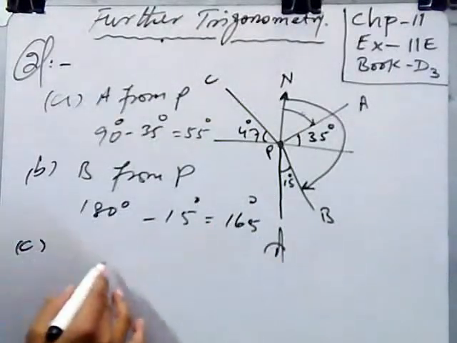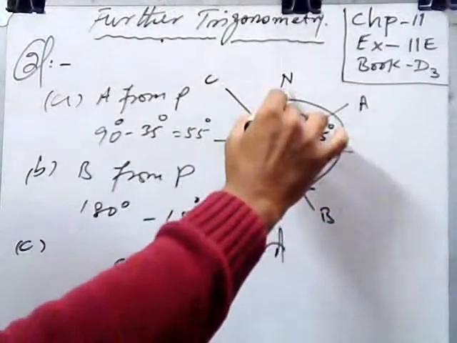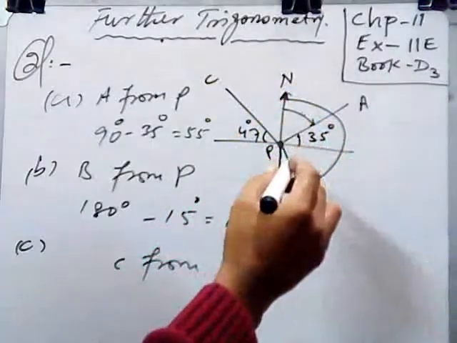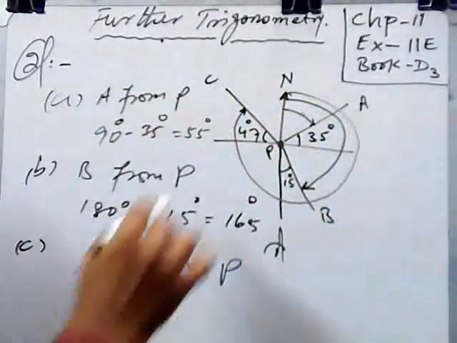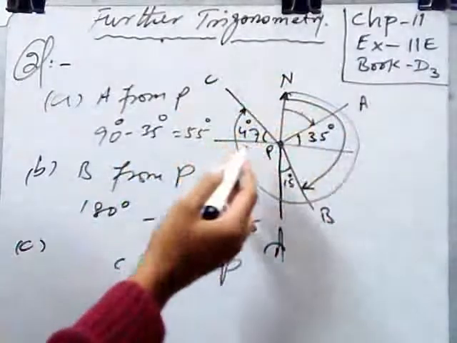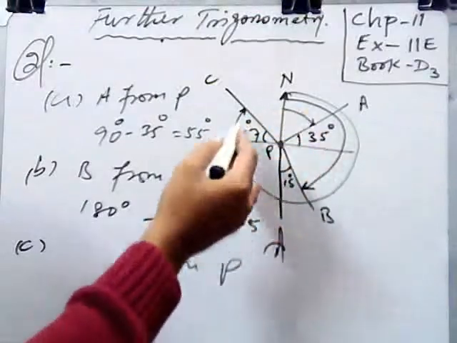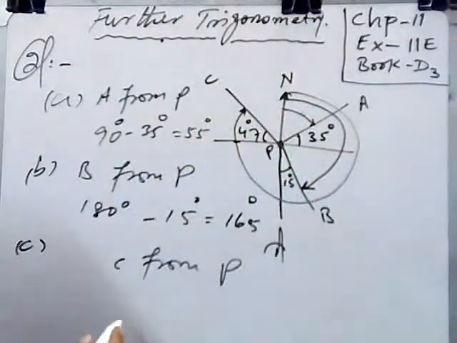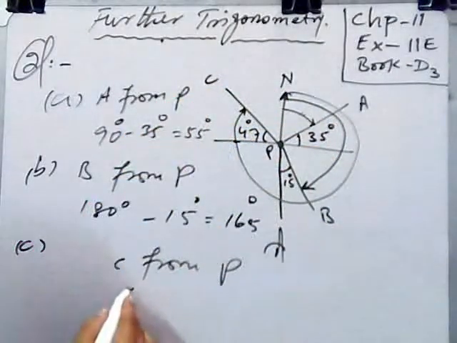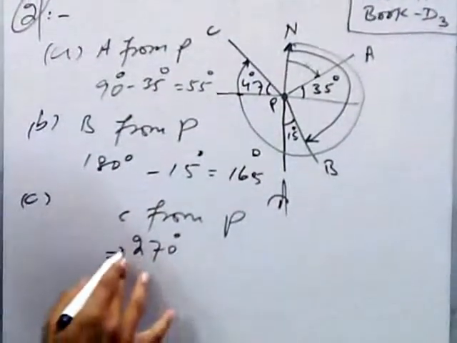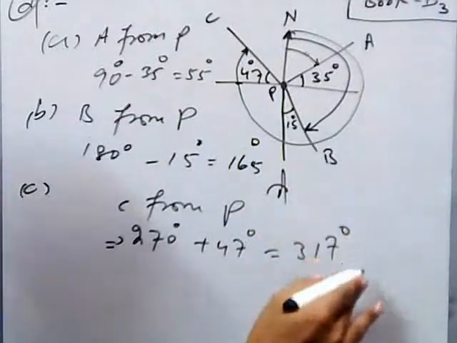Similarly, in C part, C from P, once again that is up to C value, we have to take a greater revolution up to this. So the whole distance will be, if I come up to here, equal to 270. So 270 plus 47, it will give you the result. So C from P, I start in clockwise direction from P up to C, that is equal to 270 degree plus 47 degree, you will get 317 degree. So that is your result.